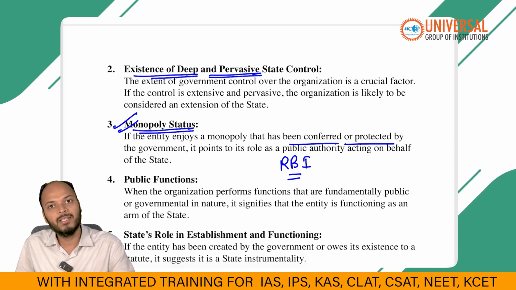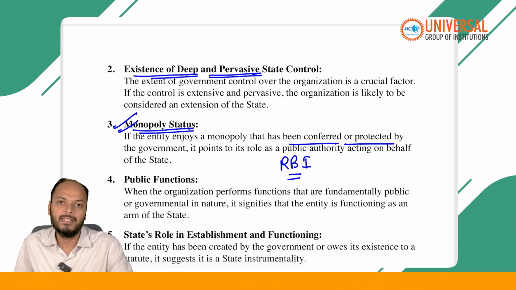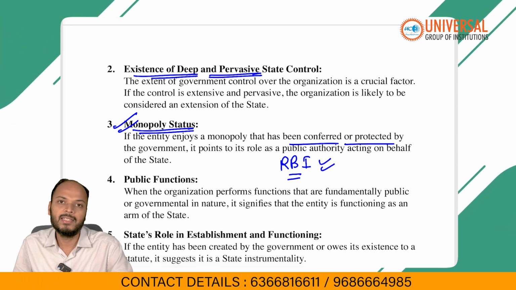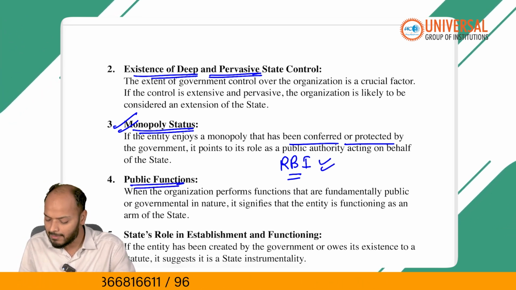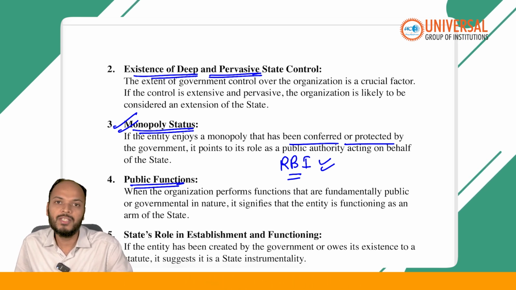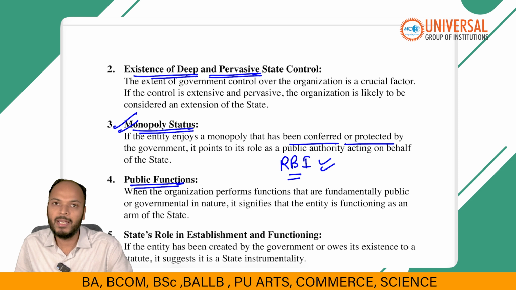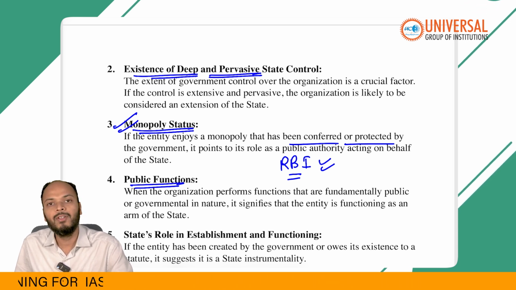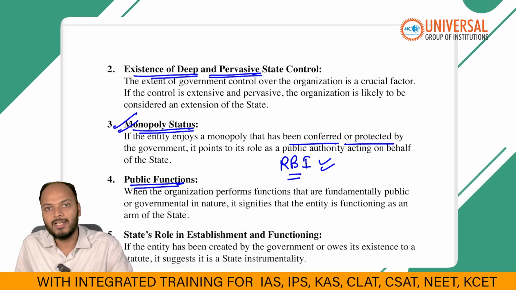This monopoly has been granted to RBI by the state. Yes, so such a body will also be considered as state. Then, public function. If an authority performs such a function which is otherwise generally performed by the state, such authority will also be considered as state under Article 12.